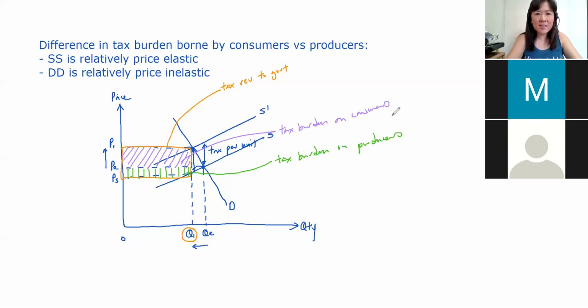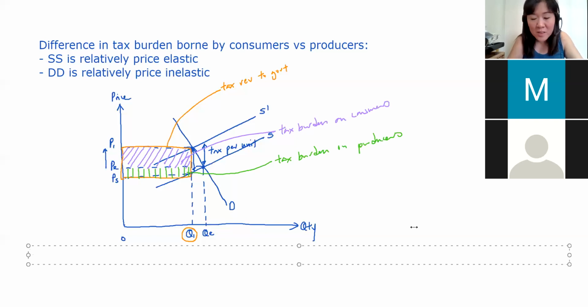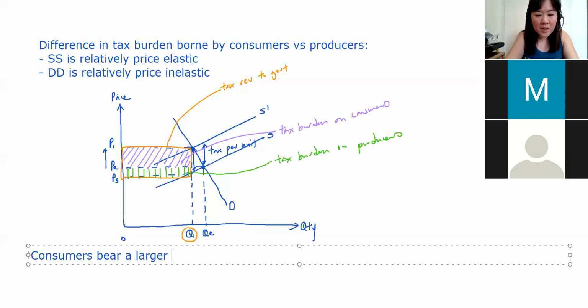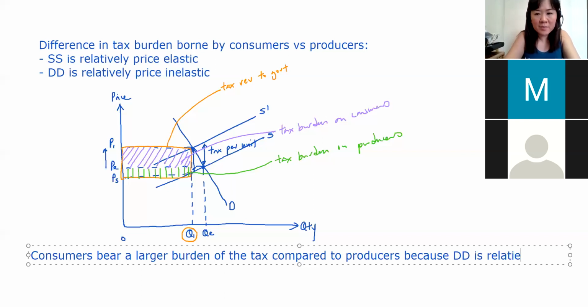So we can summarize it this way. Why is it that there's a difference in the amount of tax that's borne by the consumers versus the producers respectively? In this case, consumers actually bear a larger burden of the tax, or consumers have a larger tax burden. That's fine as well, depends on how you phrase it. It's the same. So consumers bear a larger burden of the tax compared to the producers, because demand is relatively price inelastic.